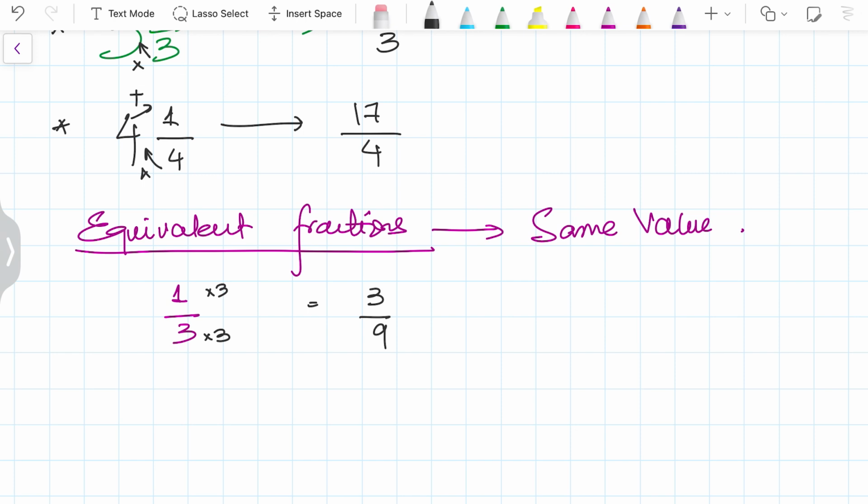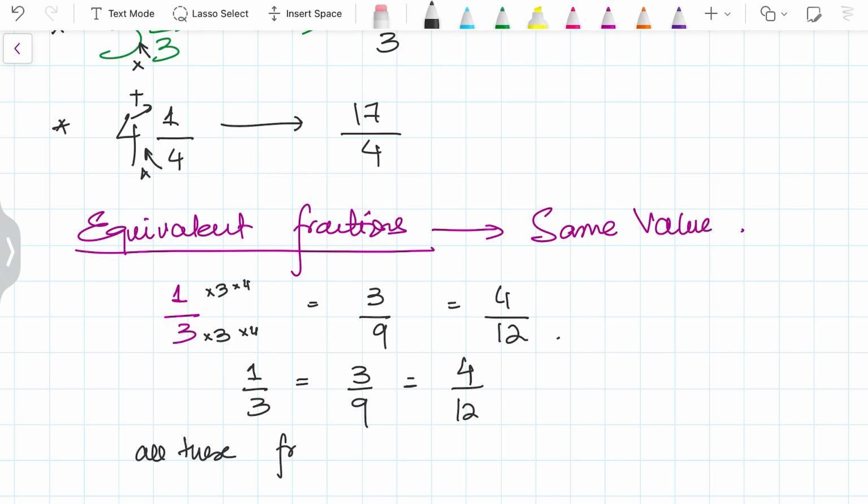What if I multiply both the numbers by 4? Then 4 upon 12 is an equivalent fraction. So I can say 1 upon 3 is equal to 3 upon 9 is equal to 4 upon 12. Why? Because all these fractions simplify to 1 upon 3, or they have the same value.